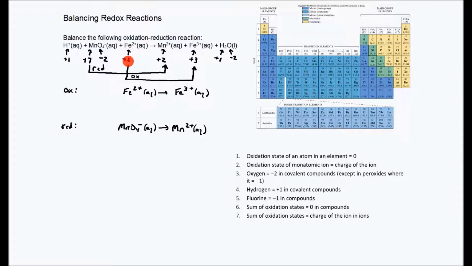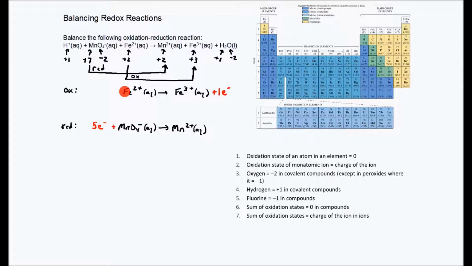Now, balance out the non-hydrogen and oxygen elements: 1 iron, 1 iron, 1 manganese, 1 manganese. They're already balanced. Now we have to put in our electrons. Iron, plus 2 to plus 3: I have one atom doing that, losing one electron, so plus 1 electron here. Now manganese, plus 7 to plus 2, so I'm gaining 5 electrons, and one atom's doing it, so I'm gaining a total of 5 electrons.